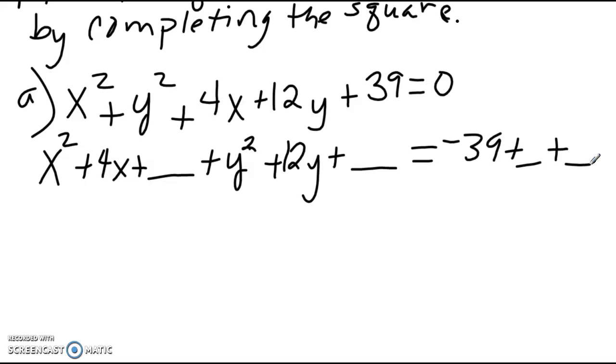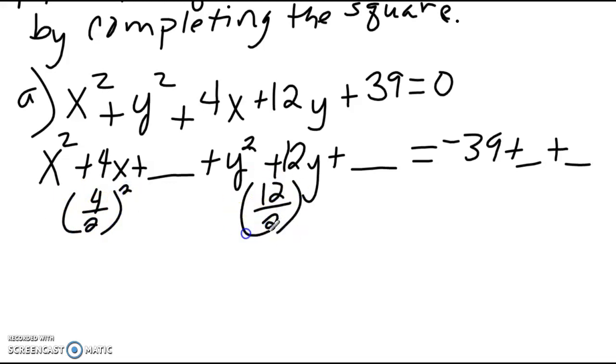Next step, Anna. What do you do now? And that's what goes in our blanks. So 4 over 2, half of b for each, the x and the y, and then square it. So 4 over 2 is 2. 2 squared is 4. So that's what we add here, and then also on this side. And then 12 over 2 is 6. 6 squared is 36. So that's what we add there and there.